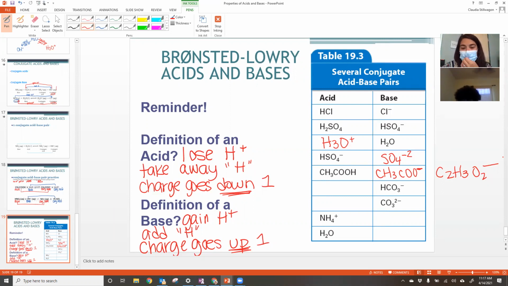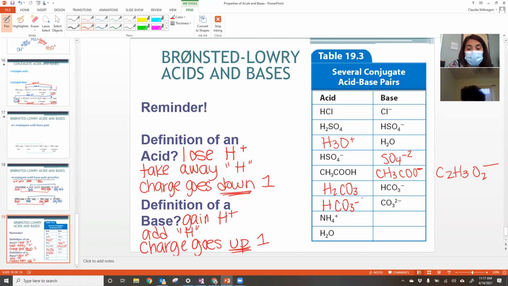So for the next couple ones, HCO3 minus as a base, that means it's gaining. So it becomes H2CO3. It was -1. It gained a positive charge. Therefore, now it's neutral. CO3 2- as a base means that it's gaining a hydrogen. So it becomes HCO3. It was -2. It gained a +1 charge. Therefore, now it's -1.